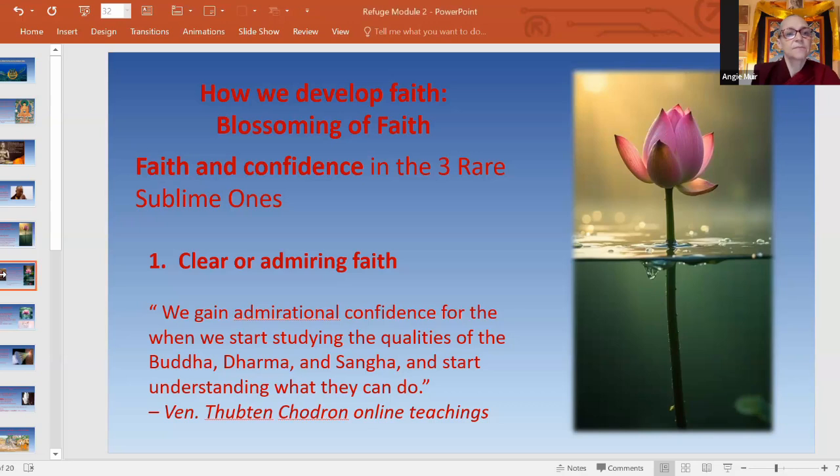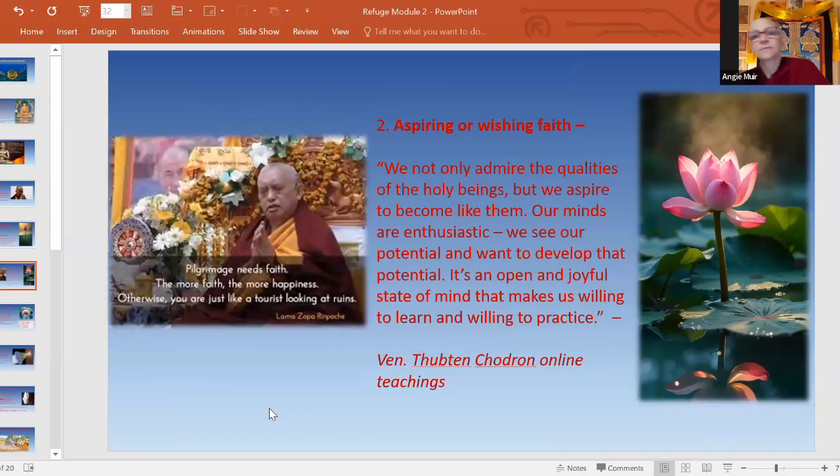Next one, aspiring or wishing faith. So this is when the lotus is starting to open a little bit more, the second level of faith. We not only admire the qualities of the holy beings, but we aspire to become like them.